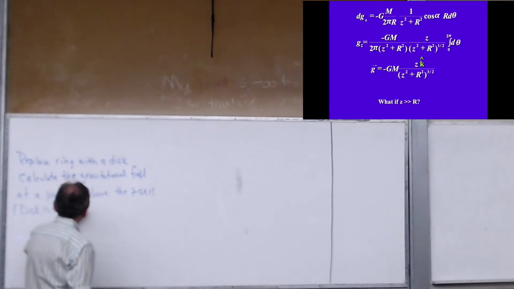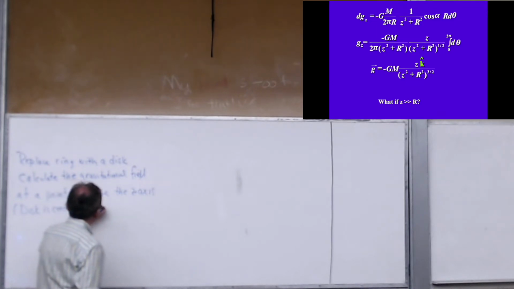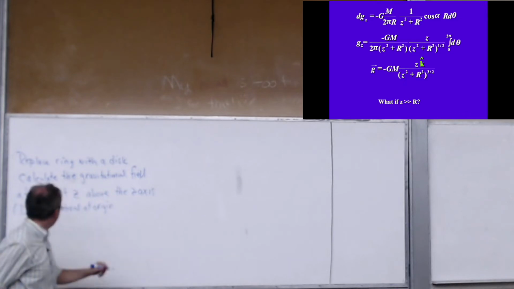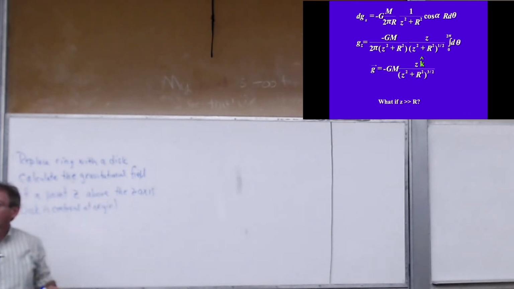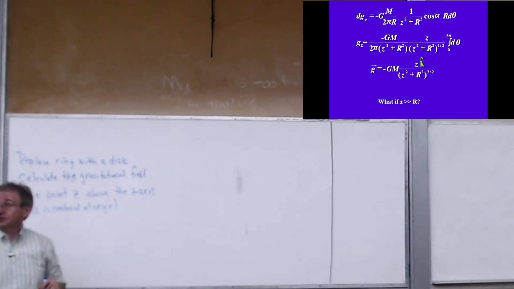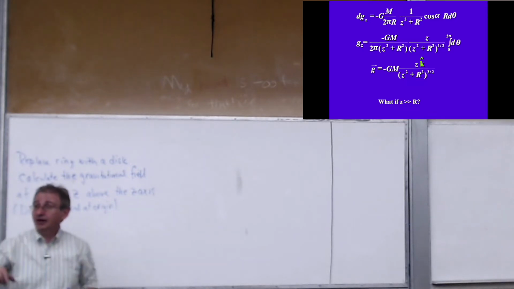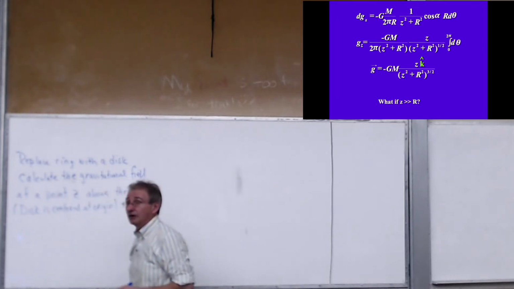Is there a way to simplify it if it's above the edge of the ring and not the center of the disk? If it's like at a different point? Yeah. So I need to talk about that. So if you're off axis. Yes. Okay, so I need to talk about what happens when you're off axis.